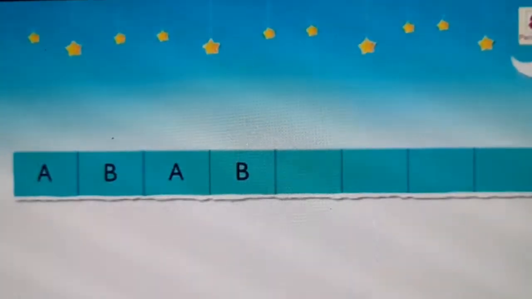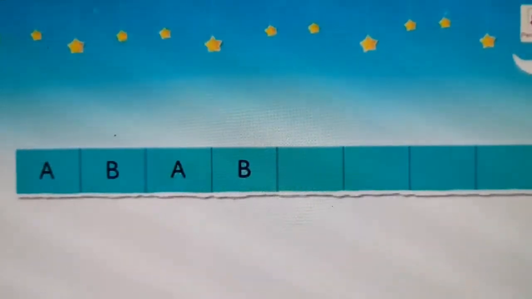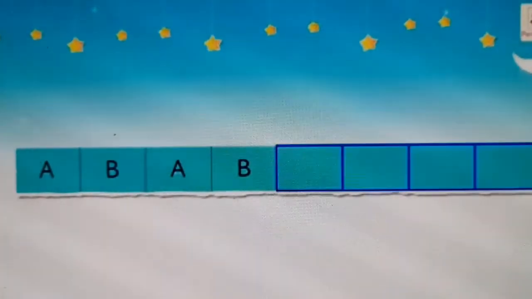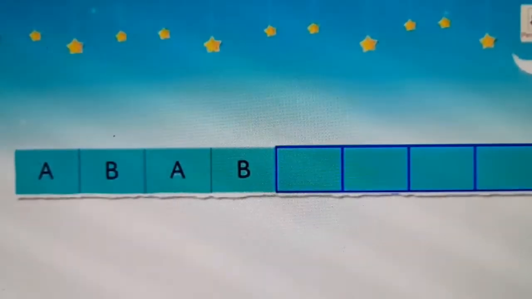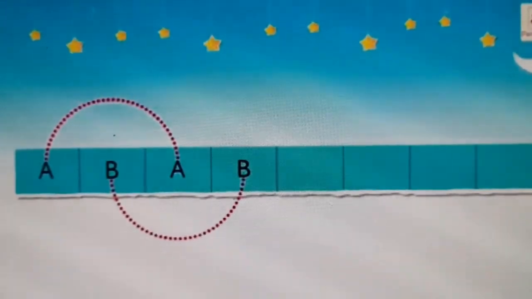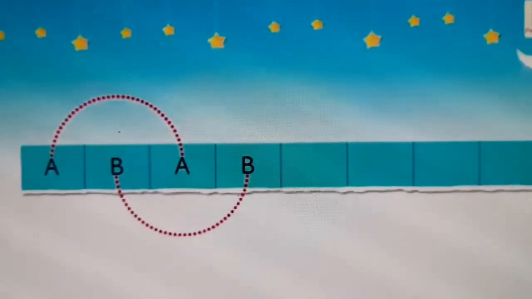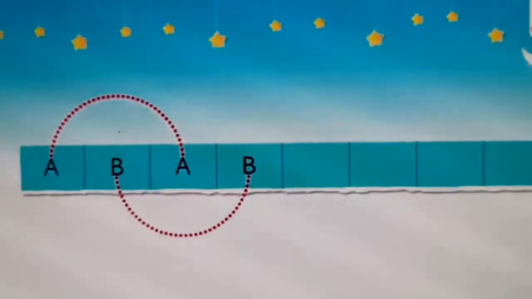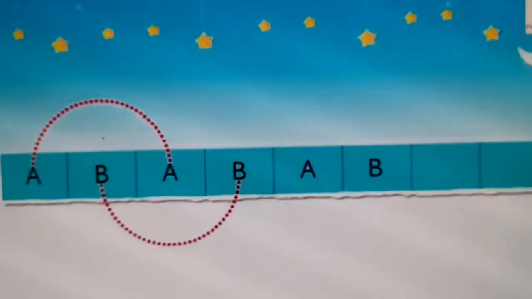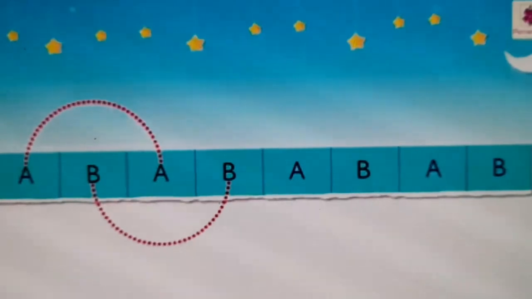Kids, isn't it interesting? We can find patterns in letters too. Now, observe the given pattern and write the next 4 letters. We can see that letter A and letter B are placed alternately. This becomes our pattern. So, the next letter will be letter A, then letter B, then again letter A, and lastly letter B.